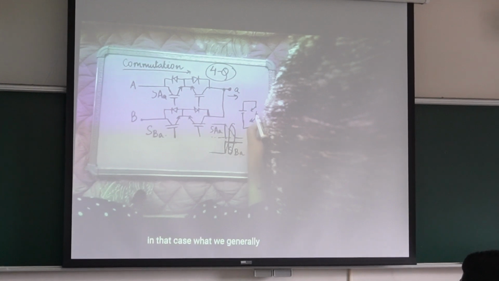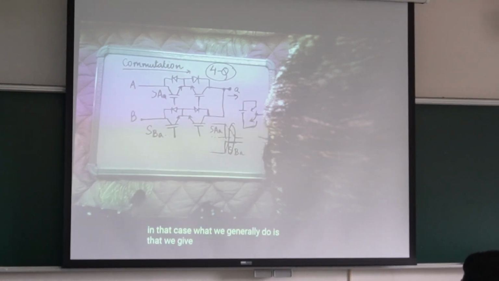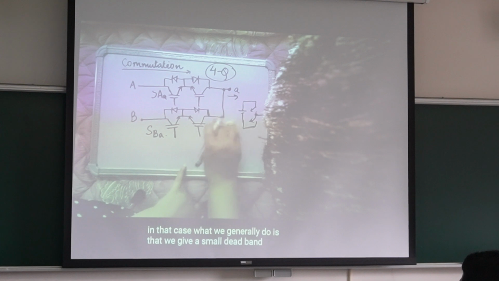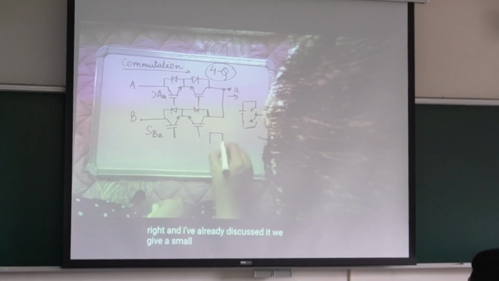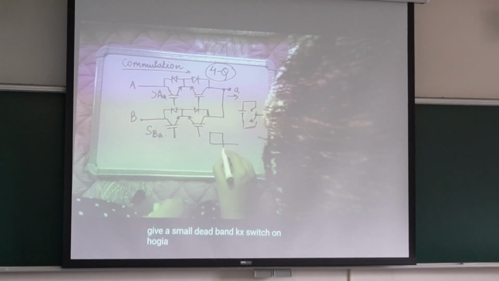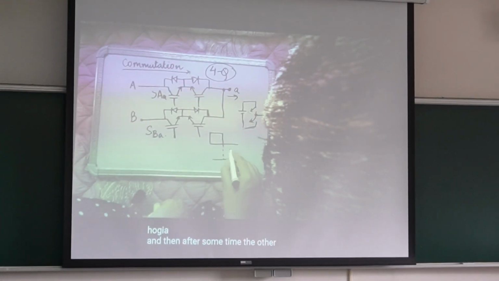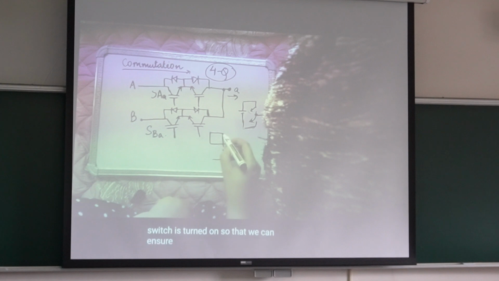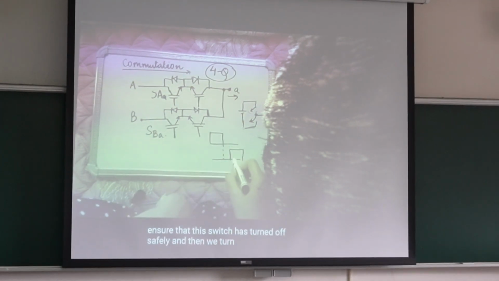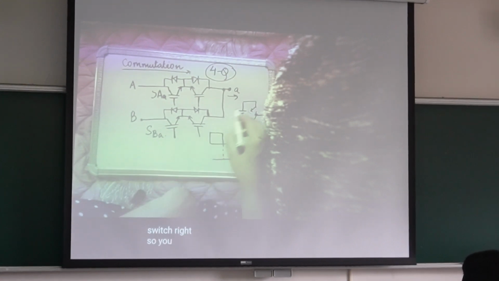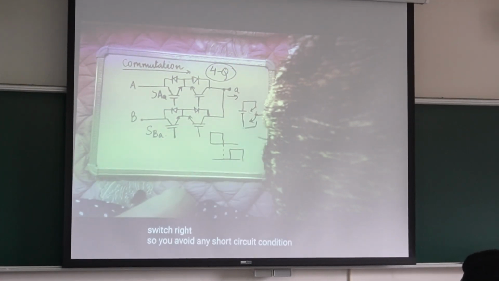In that case, what we generally do is that we give a small dead band, a dead time. I've already discussed it. We give a small dead band: one switch is turned off, and then after some time the other switch is turned on, so that we can ensure that this switch has turned off totally and safely. Then we turn on the other switch, so you avoid any short circuit. We call this dead time.